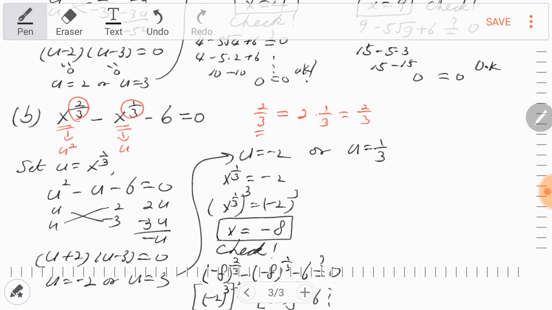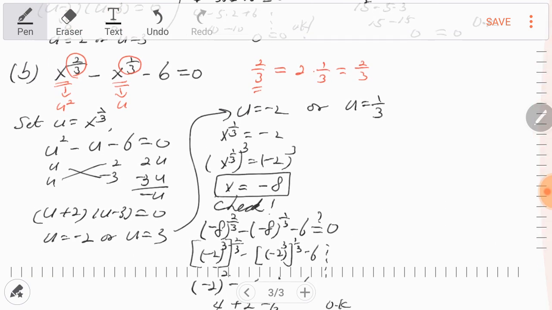Okay, then from the second equation, u equals 1/3. So u, x to the 1/3 power, is equal to 1/3. And then raise each side to the 3rd power. Then x equals 1/27. Okay, x is 1/27.